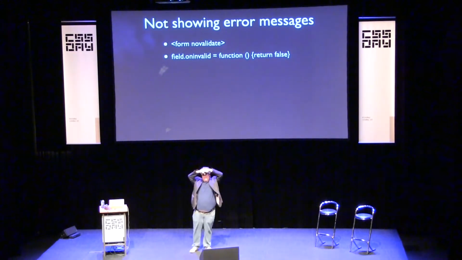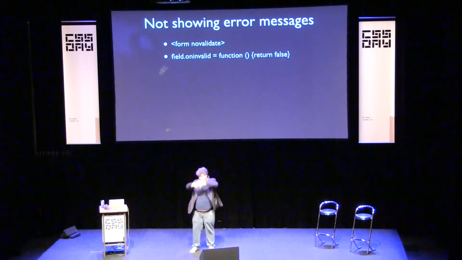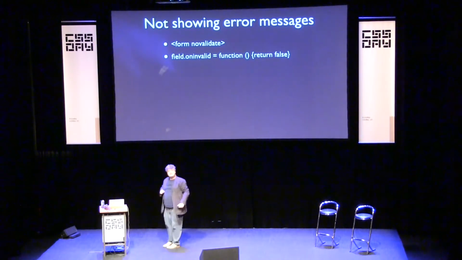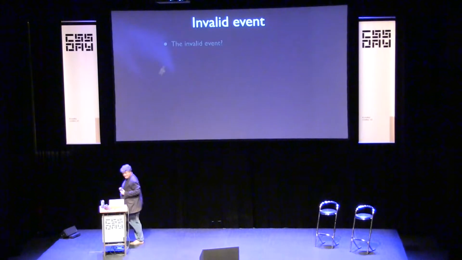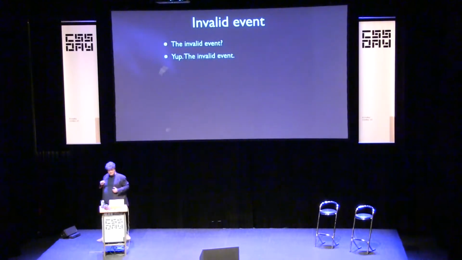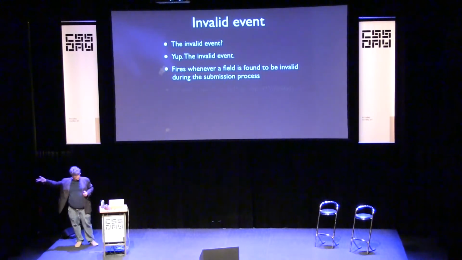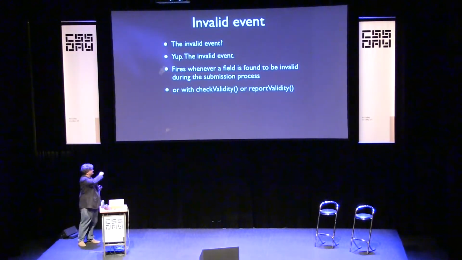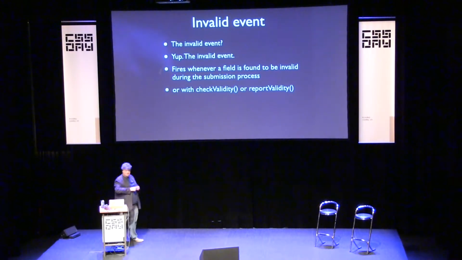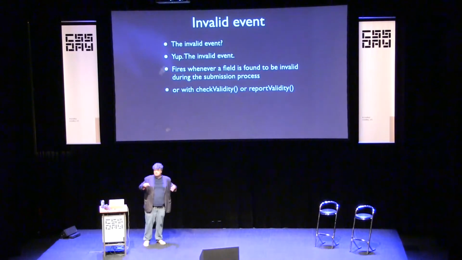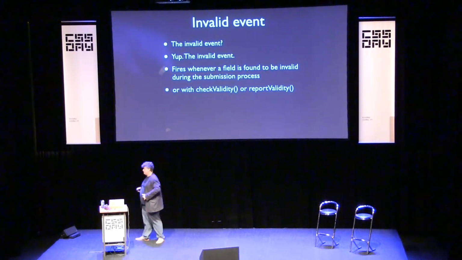Who here has heard of the invalid event? 1, 2, 3, 4. Okay. There is an invalid event. And it fires when a field is found to be invalid during the submission process, or when you use either checkValidity or reportValidity. And this is seriously cool. We could definitely use this event, for instance, to show an error message. Not a native error message, because they don't work, but maybe a custom error message.